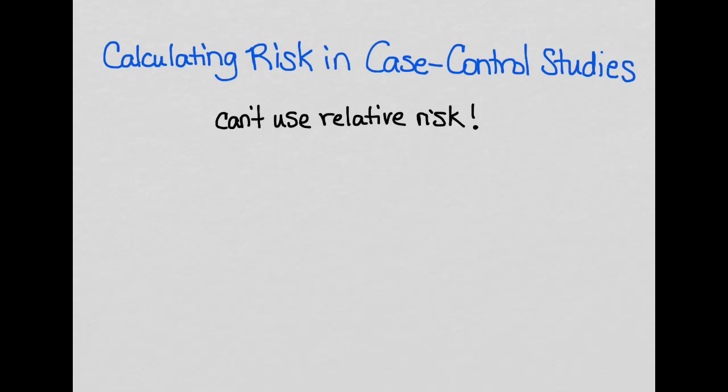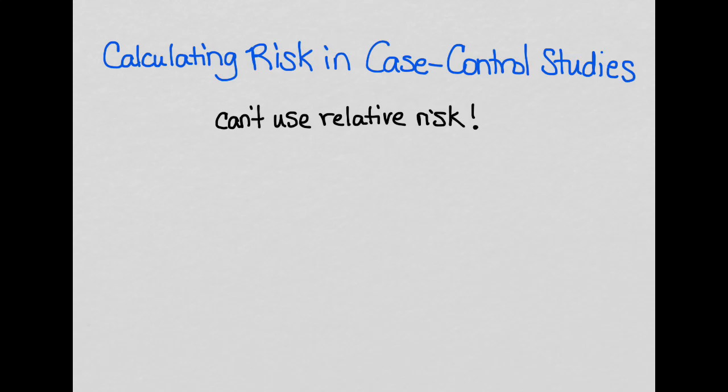So how do we calculate risk in a case control study? We talked about relative risk before as a very good measure of the association between an exposure and an outcome. And we remember that relative risk is the incidence in the exposed over the incidence in the unexposed. However, in a case control study, we don't have incidence.